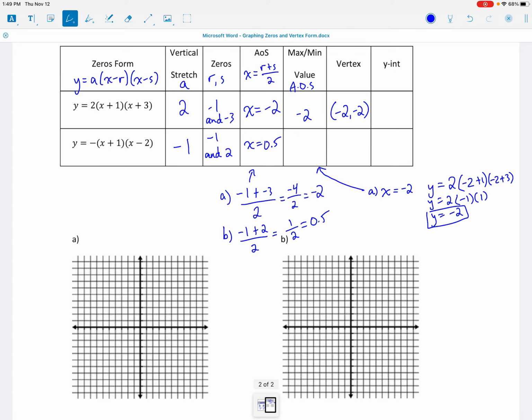But let's go back. Is this a maximum or a minimum? Well, same thing as last time. Here we have an a value of positive 2. That means that it opens up, which means it has a minimum.